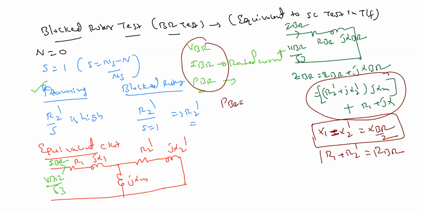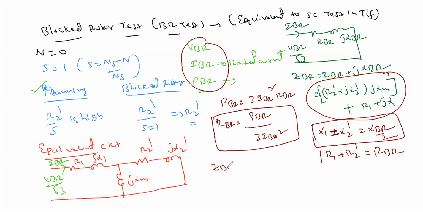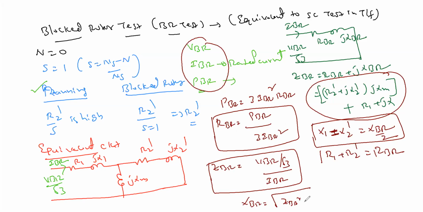PBR, which is equal to ये वाला 3 phase power है ना, 3 times IBR square RBR. So RBR can be obtained from PBR by 3 IBR square. Same as the previous one, whatever we have done. So ZBR is VBR by root 3 by IBR. So then XBR can be obtained. So this is how we can obtain the X value. So basically, once you obtain the RBR, XBR from this, you substitute here, get me the values of here.